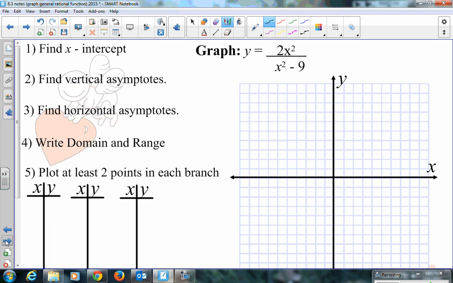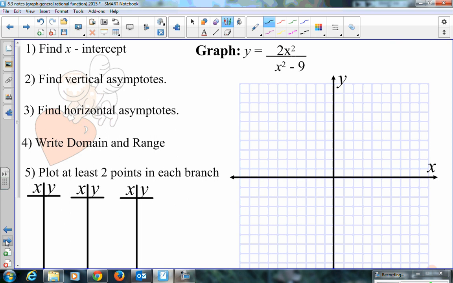Let's look at second. Let's look at y equals 2x squared over x squared minus 9. Now notice that I have an x squared in the top and x squared in the bottom, so the degree on the top is equal to the degree on the bottom, which we'll get to in just a minute when we talk about the horizontal asymptote.